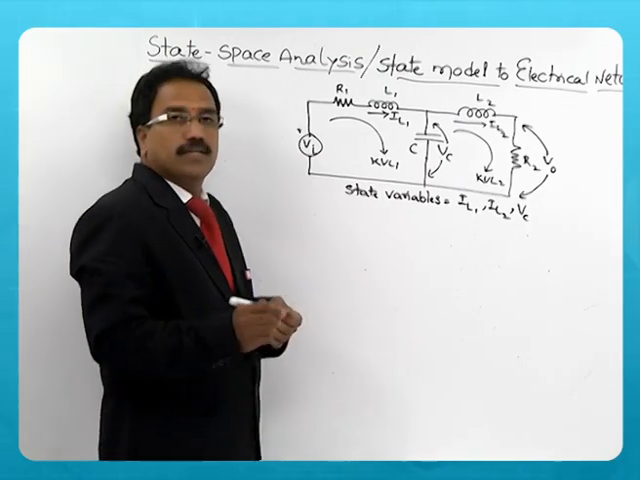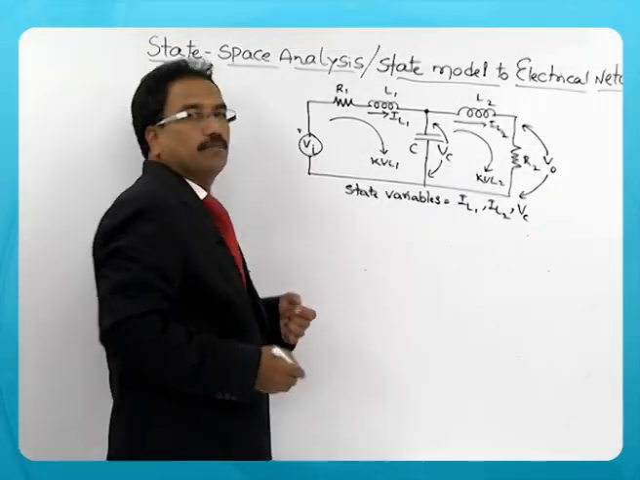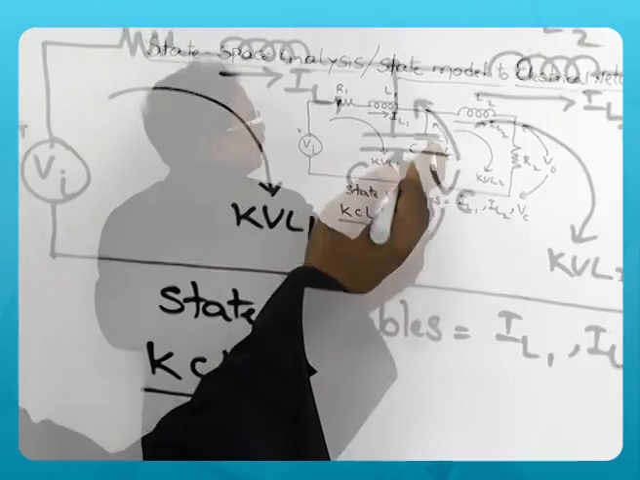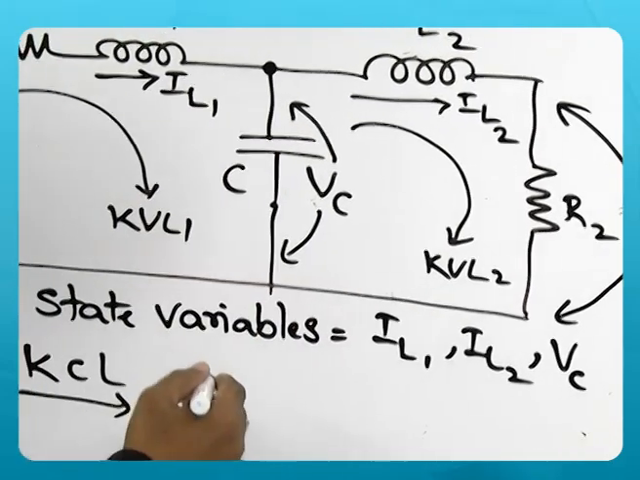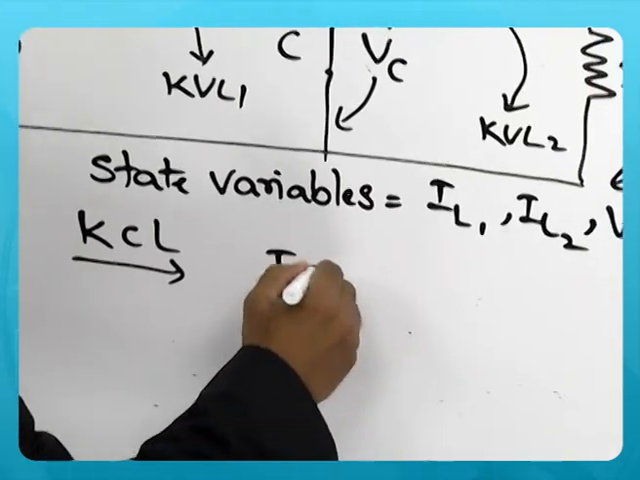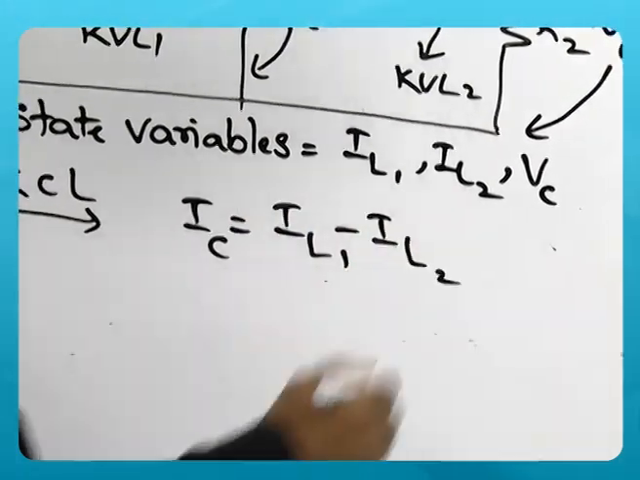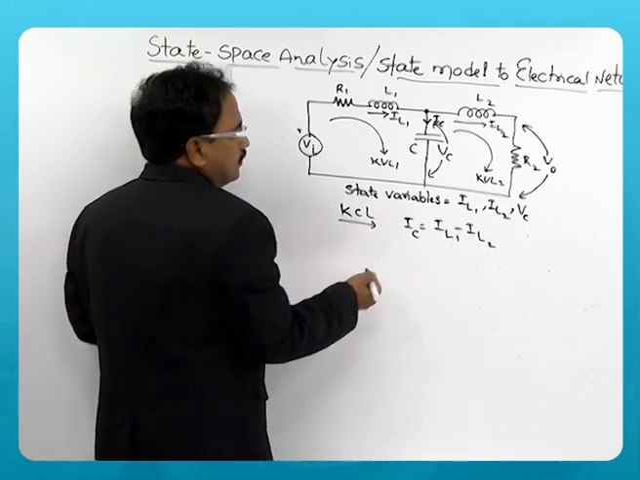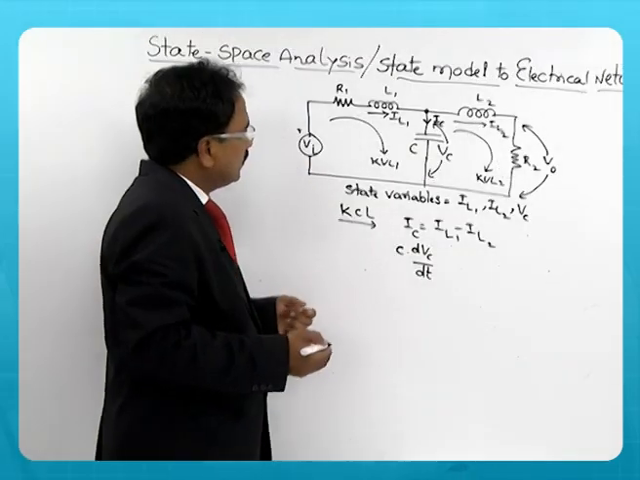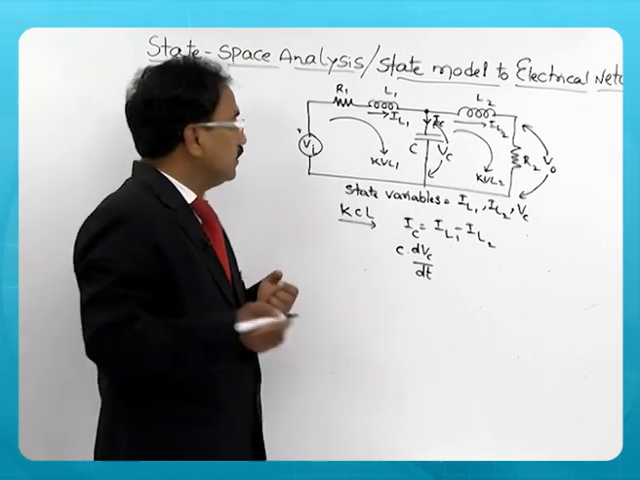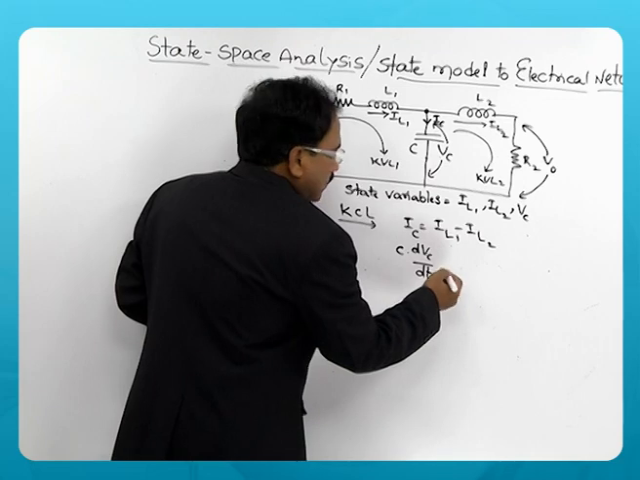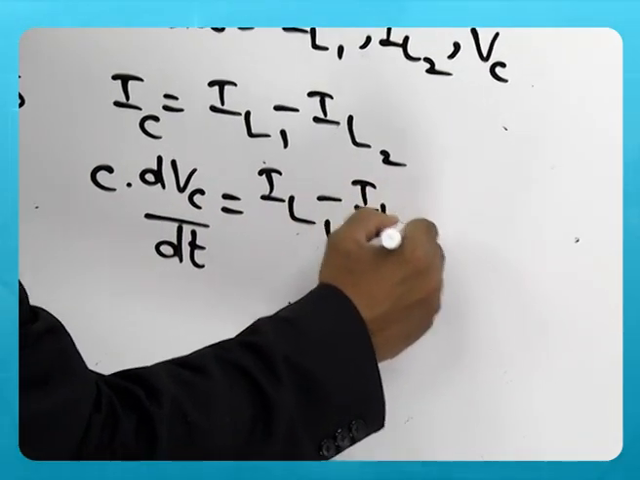Now, we need to apply KCL at the junction where you have a capacitor. You can see there are 3 currents, IL1 and IL2, and the current through this capacitor, which you can consider as IC. So, the current through the capacitor is IL1 minus IL2. This is the KCL at the capacitor junction, and the current through the capacitor you can write as C into dVc by dt, because the voltage across the capacitor is the state variable. I would like to have the equation in the form of state variables so that I can form the state model easily.